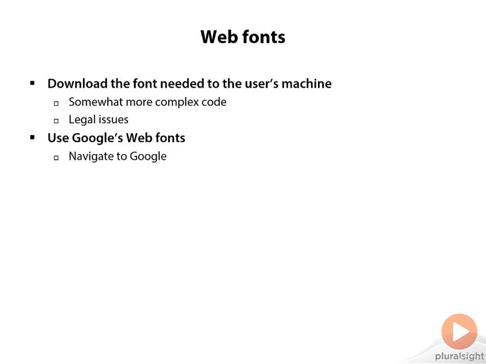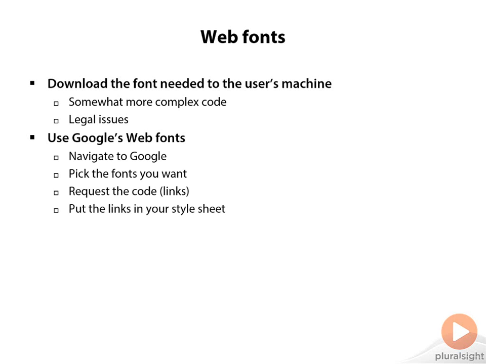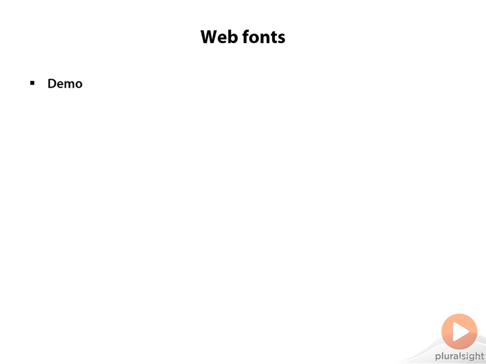You navigate to Google, pick the fonts that you want, request the code, which is a set of links, and put those links into your style sheet, and then you just use the fonts as normal. When you use the fonts, they will be downloaded to the user's machine. Let's take a look at how that works.